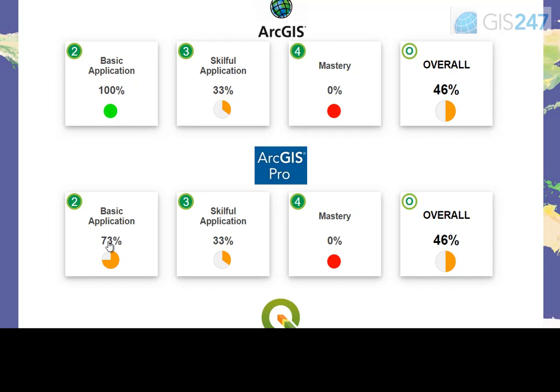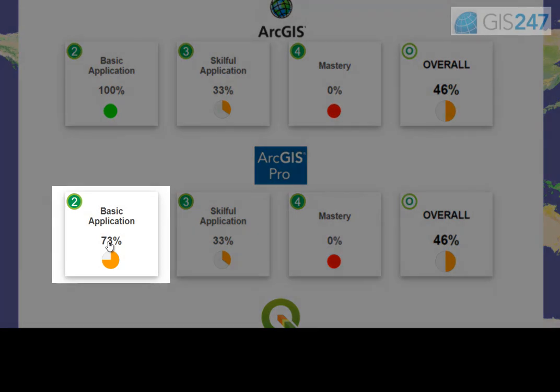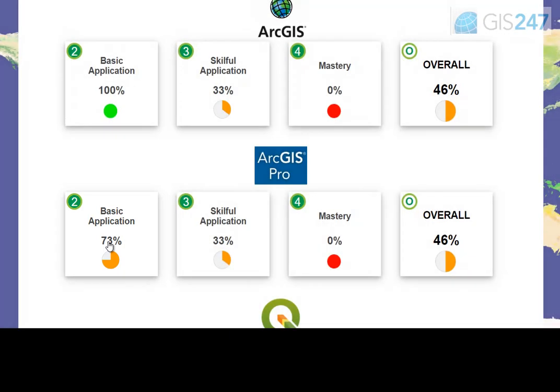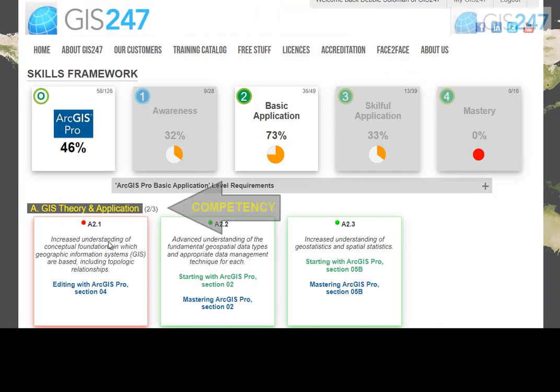Let's take a look at the basic application for the ArcGIS Pro software. This currently shows the percentage of skills in this level that I have completed. Clicking on the icon opens up the detail for the skills in this level. Each of the competencies is listed with a yellow and grey heading on this page.